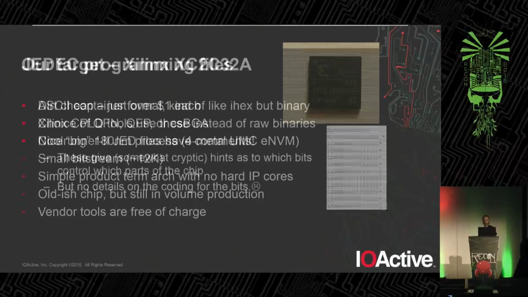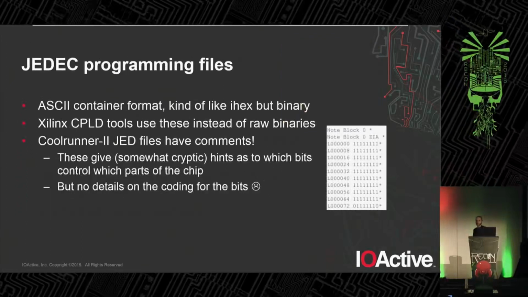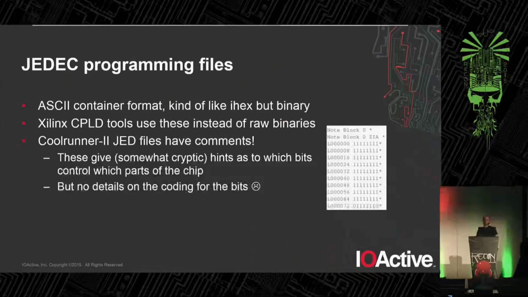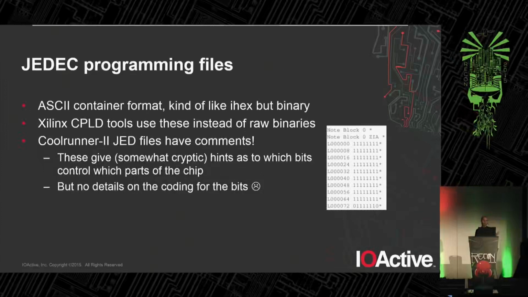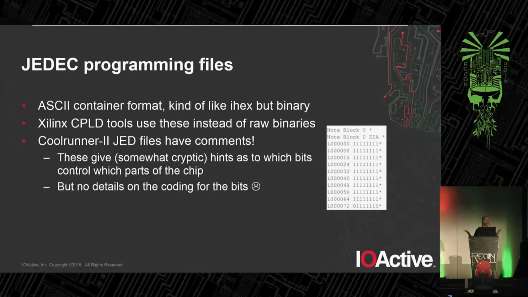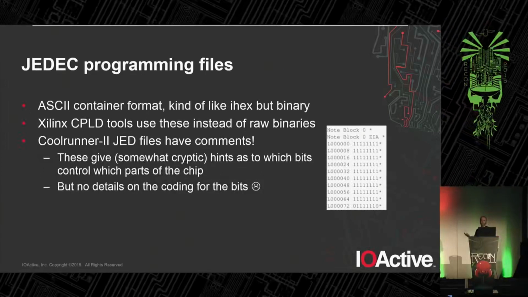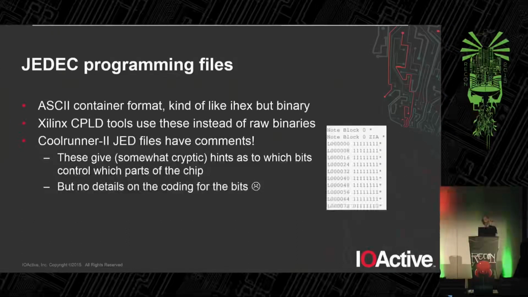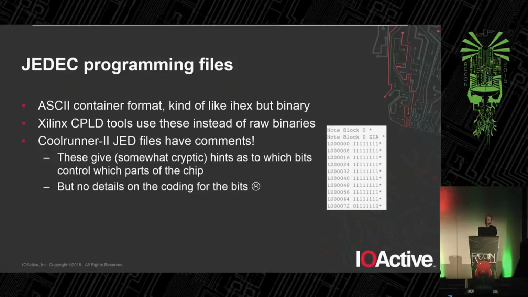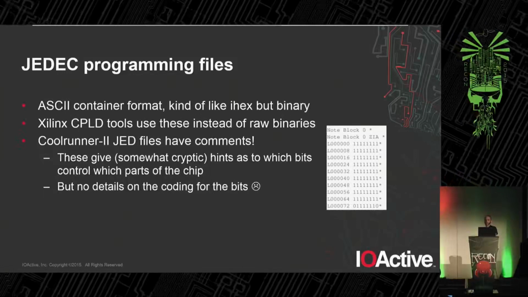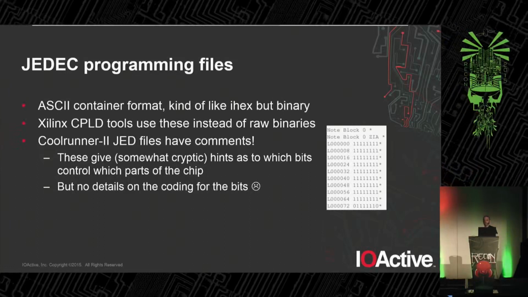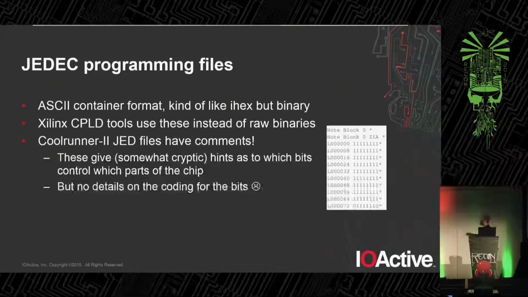Hackers are cheap. So the bitstream format for this thing at a high level: the output of the compiler is a JEDEC programming file. It's basically the equivalent of iHex, but instead of being hex lines, it's binary lines, ASCII ones and zeros. So this is the exact data that gets written to the chip, not in the actual order, I'll get to that later, but there is a one-to-one correspondence between these ones and zeros and the configuration bits on the device.